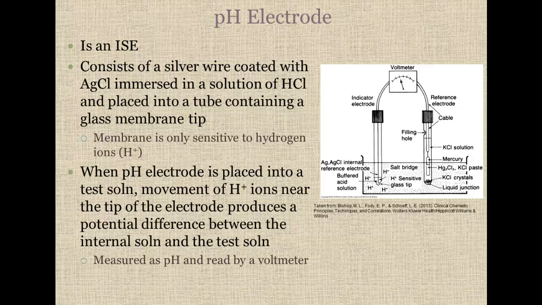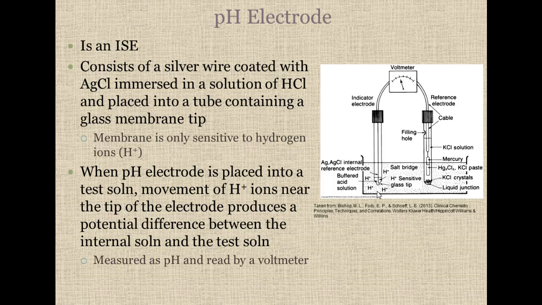The first one we'll look at is a pH electrode, which is a type of electrochemistry. This is considered an ion selective electrode, and it consists of a silver wire coated with silver chloride immersed in a solution of hydrochloric acid and placed into a tube containing a glass membrane tip. The membrane is only sensitive to hydrogen ions, and we have a picture of this on the right-hand side. Here's our silver chloride probe and the hydrogen ions in the solution.